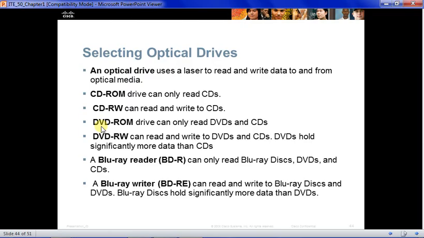And then the new technology, because it is high definition, is Blu-ray readers, and they can read Blu-ray discs, DVDs, and CDs. A Blu-ray writer can read and write to Blu-ray discs and DVDs also. And it holds significantly more data than a DVD.